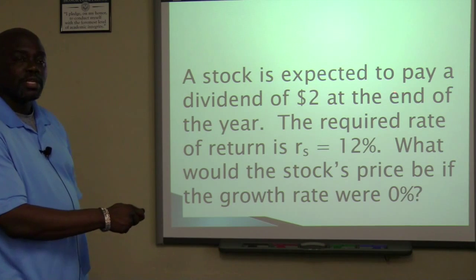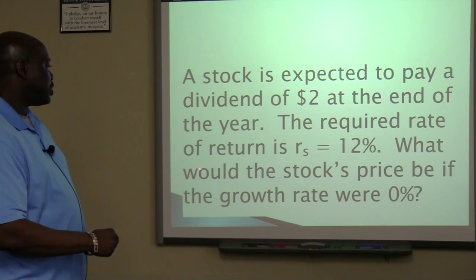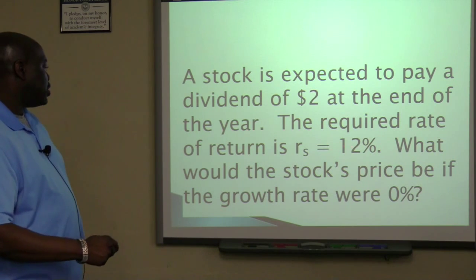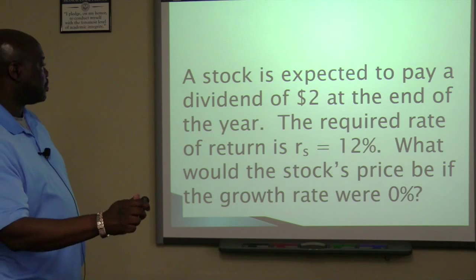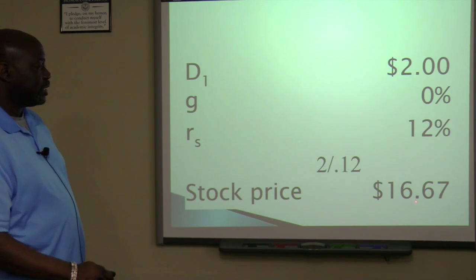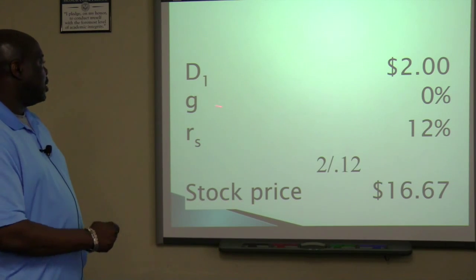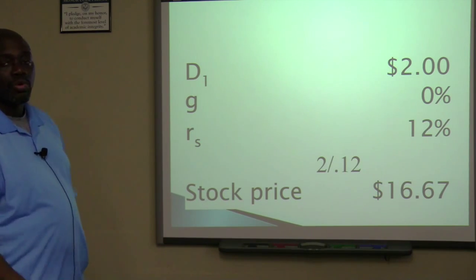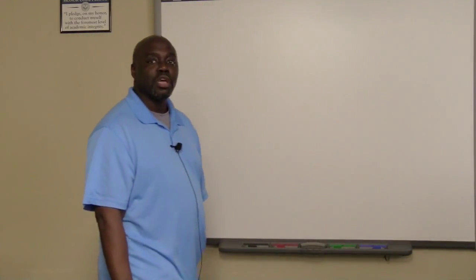A stock is expected to pay a dividend of $2 at the end of the year. The required rate of return is 12%. What should the stock price be if the growth rate were 0%? $16.67. We still use the D1 formula, except we have 0 growth. And that is the end of Chapter 7.